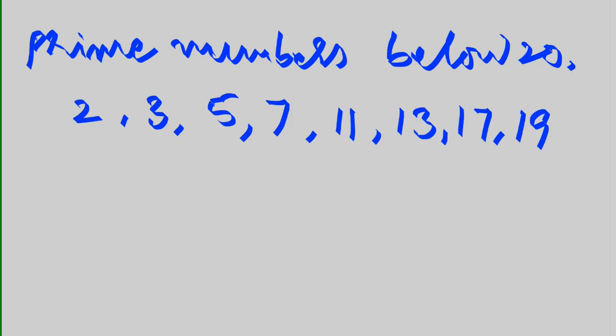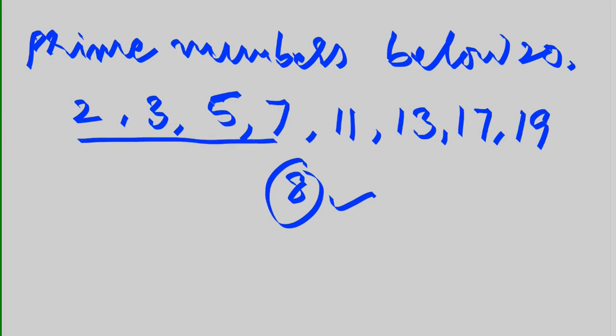A very important thing: below 20 we have a total of 8 prime numbers. These are very important. Definitely we have to learn them by heart, because they are very useful in prime factorization and in finding HCF and LCM. That is 4 prime numbers below 10, and again 4 prime numbers below 20. Total 8 prime numbers. We just have to learn them by heart.